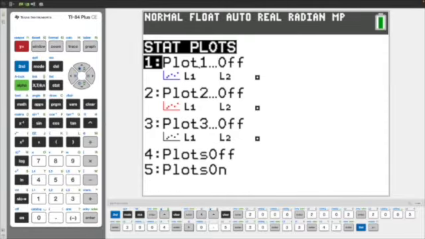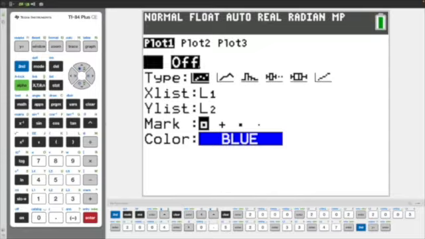And we're going to go into plot 1. And first we're going to turn it on. So I'm going to hit enter on. The first option here is a scatter plot. Our X list is L1, our Y list is L2. You can pick what you want to mark your points. You can also pick the color.